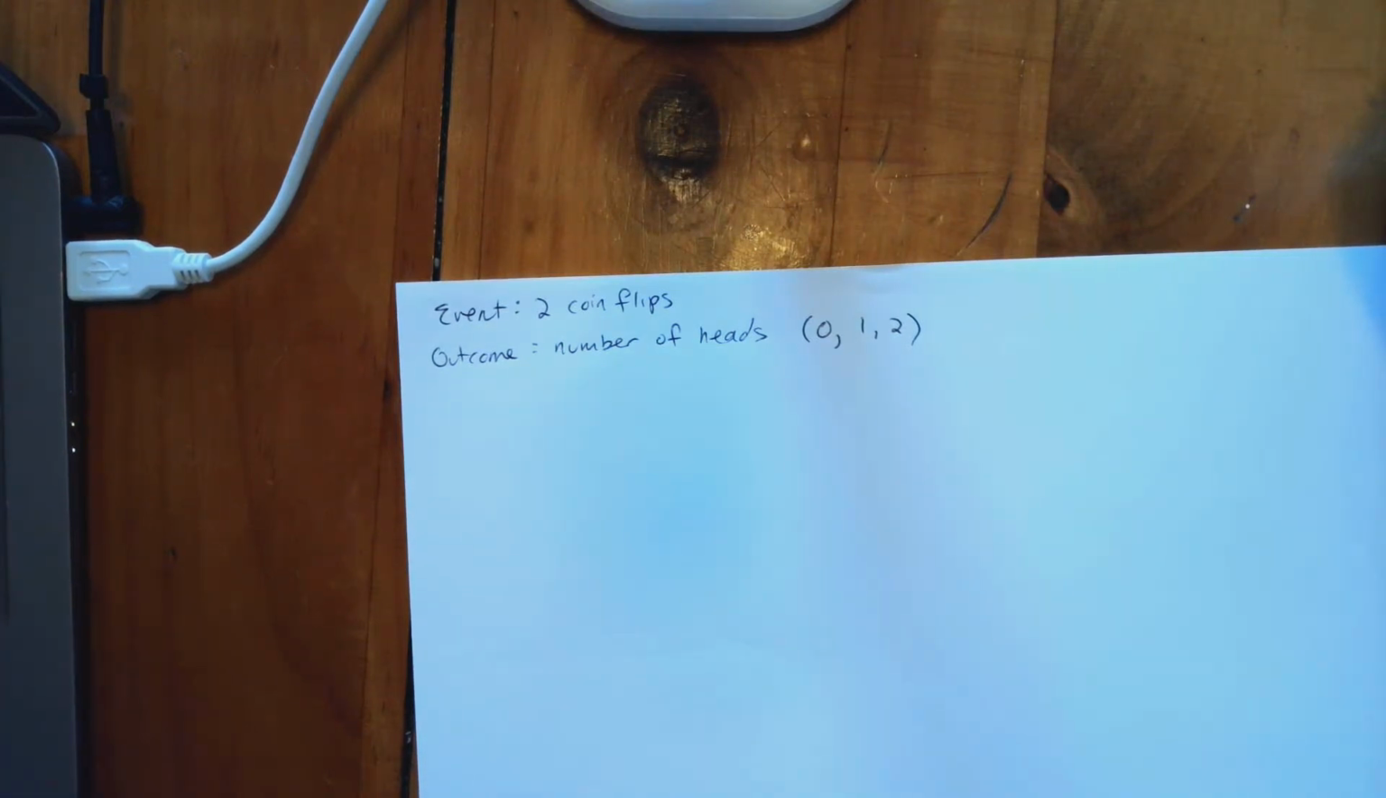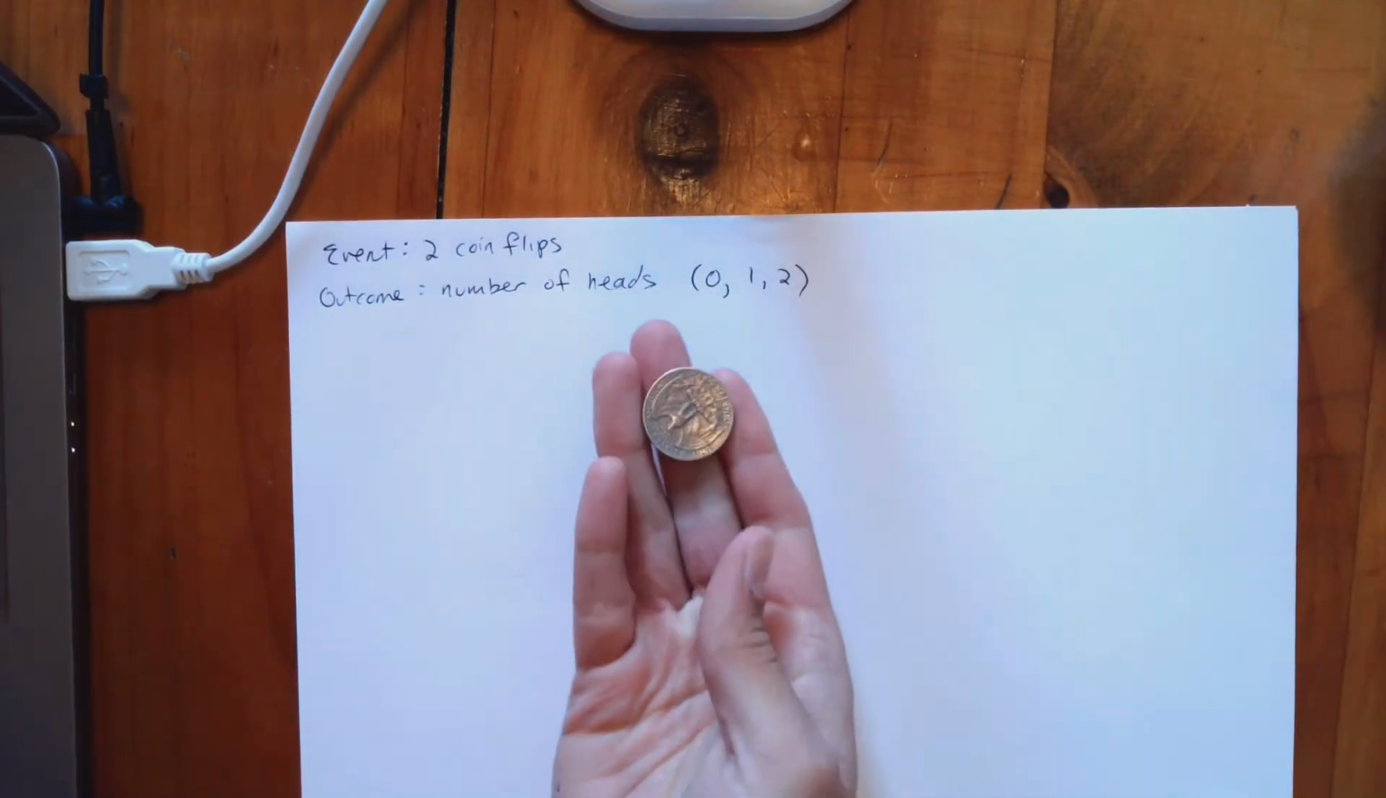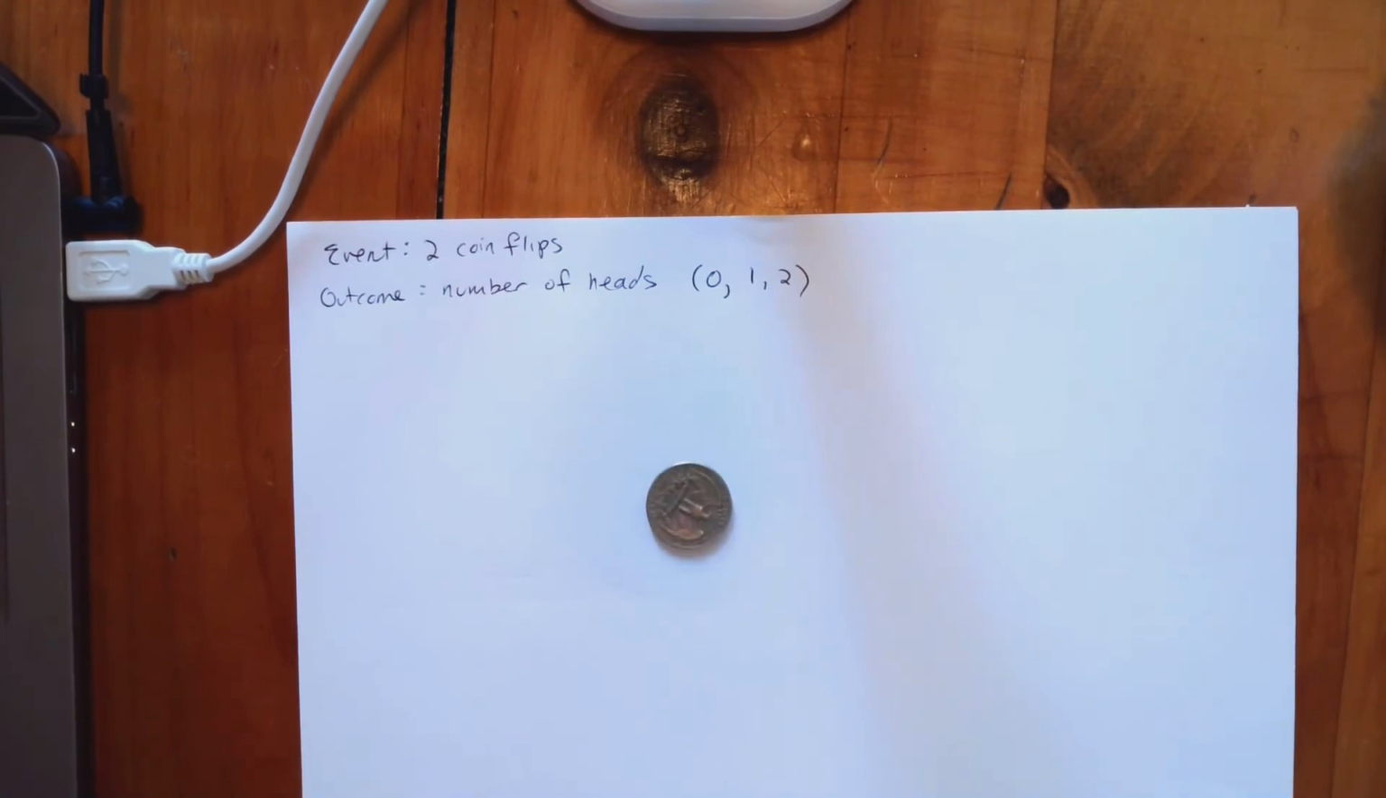So I left because I wanted to grab a coin just to demonstrate, because sometimes the number of heads in 2 coin flips is a little confusing if you're just thinking about it with words. So here's an example of our event. We've got this nice coin here.